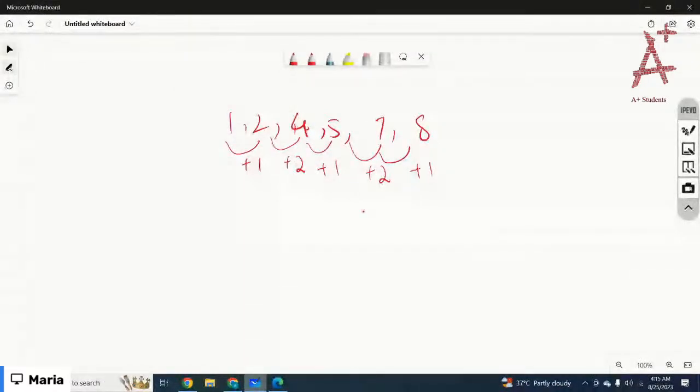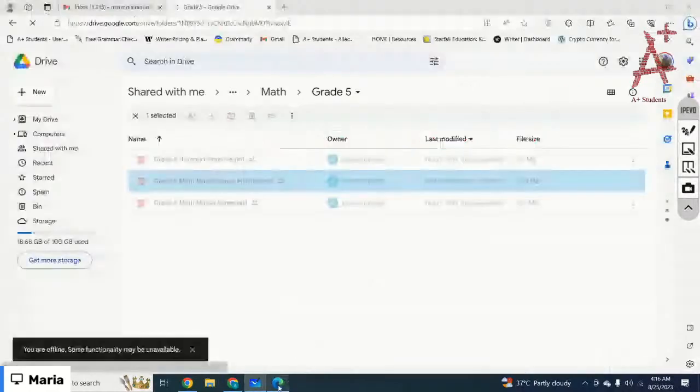This is the pattern. Now, the next one you have to add 2. It would be 10. Then you have to add 1, it would be 11. These are the 2 terms you have to find, right? So for the next two terms, there are 10 and 11.